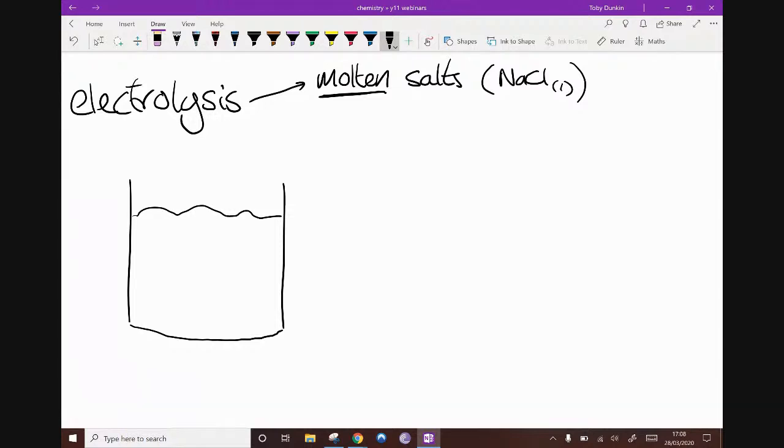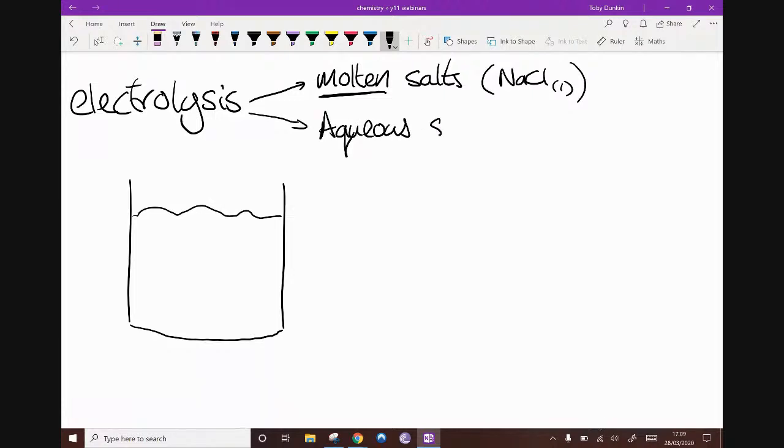Are my messages having a slight delay? Yes, they are. But it's okay, we can work with this. So we've got electrolysis of molten salts, and we've then also got electrolysis of aqueous salts. So this is aqueous salt solutions.